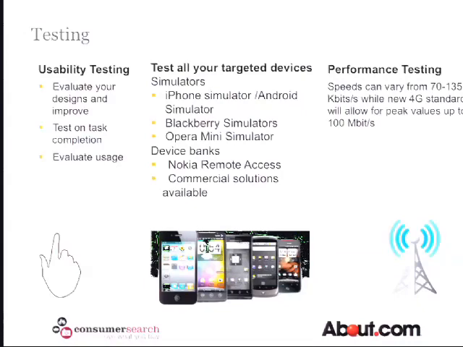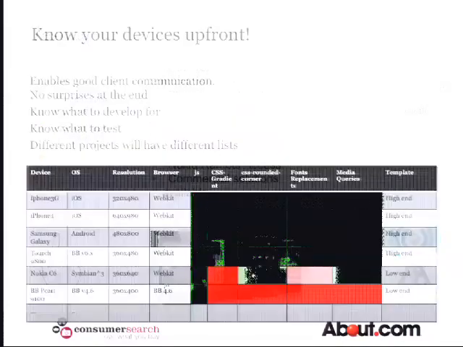Blackberries are always a problem since so many older Blackberries are still in use, and they typically have very bad support for JavaScript. And then there's performance, knowing that speeds can vary from 70 kilobits per second, while new 4G can deliver peak values up to 100 megabits per second. So there's really a big range of speeds you have there.